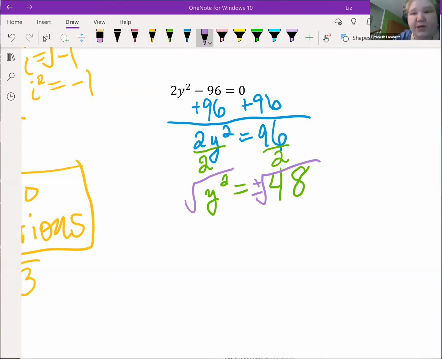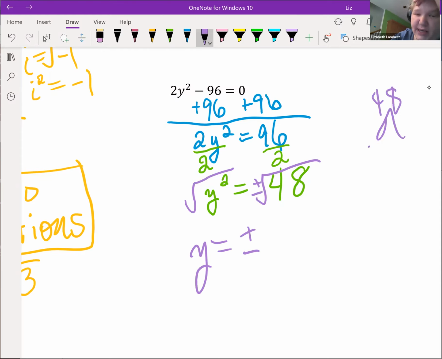These, since we're putting that in there, it gets a plus or a minus. Alrighty, so y equals plus or minus. Now we're going to break down that 48 and actually work through it. So like I said before, that was 4 dozen. And 12 is 4 times 3.